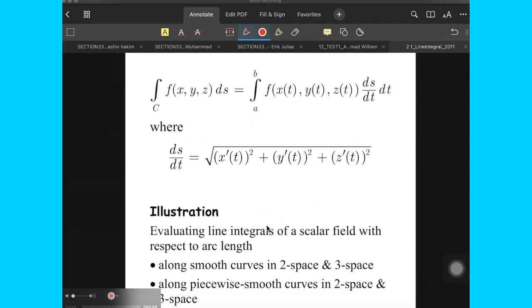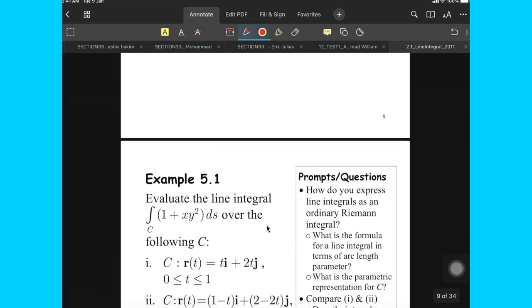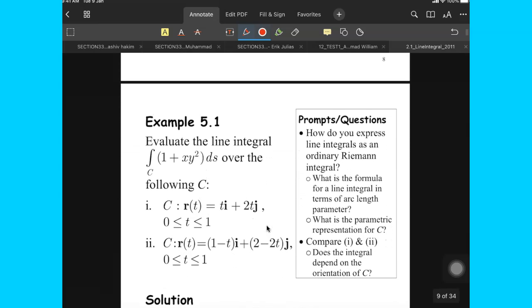So this is in general. Okay, so now how can we implement that? We have to look at the example here. I know that the solution is provided, but just ignore that for a while. We want to focus on evaluating the line integral when the integrand is a scalar field.